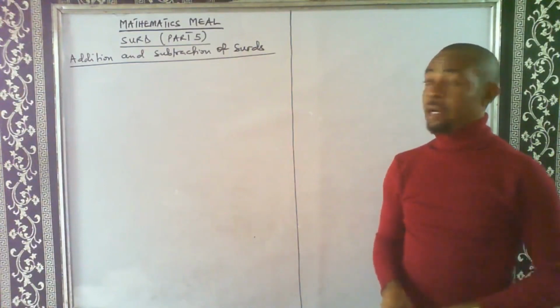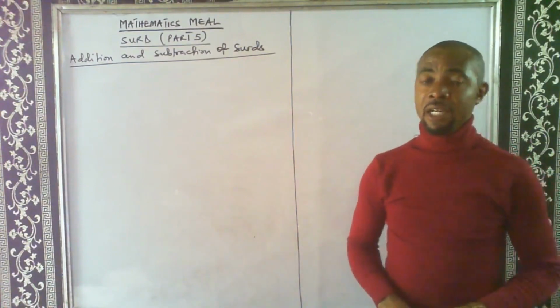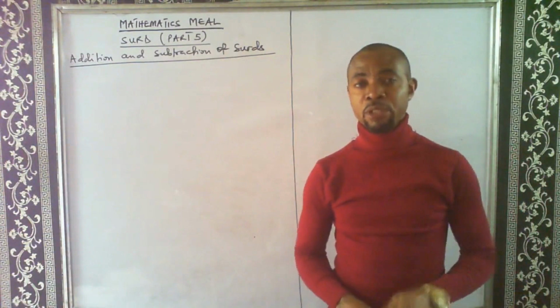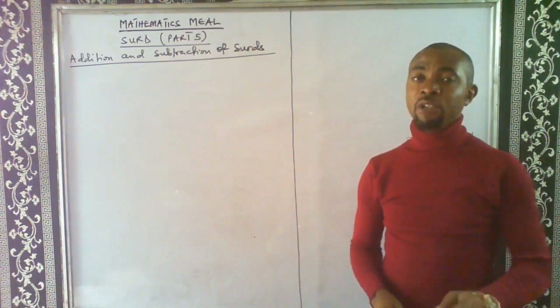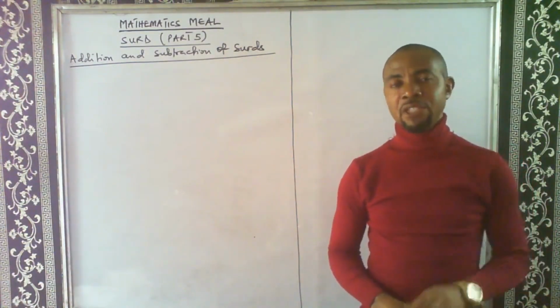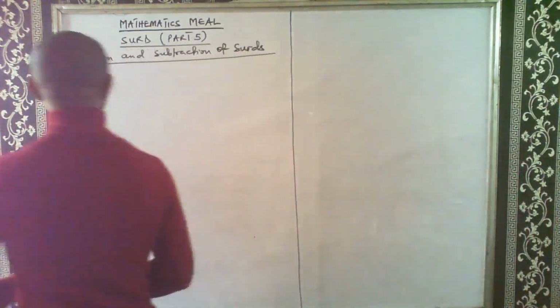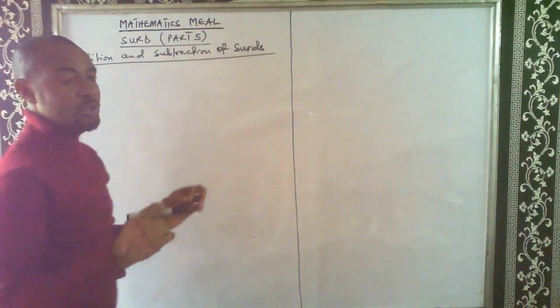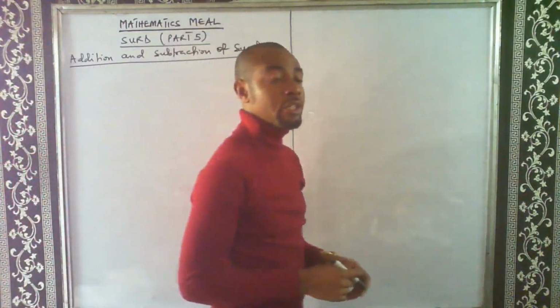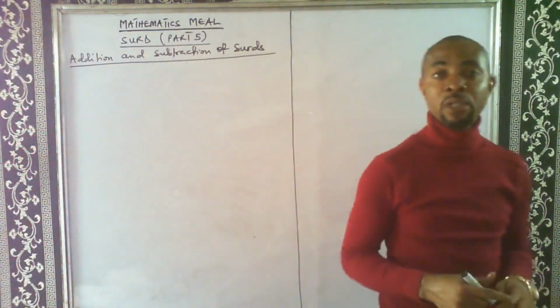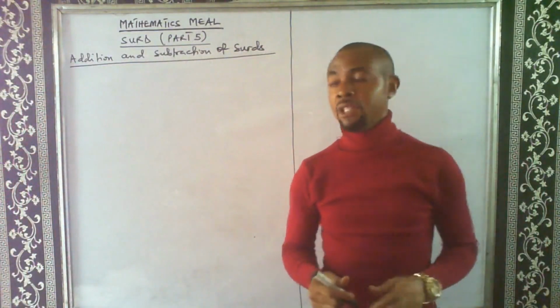All right. Now, it's possible to add and also it's possible to subtract surd. But there is a condition attached to addition and subtraction of surd. So, surd can be added or subtracted in just one condition, and that condition is if the surds are similar.